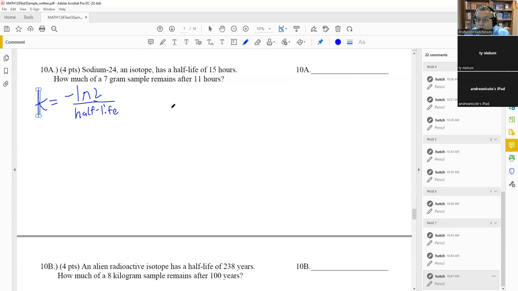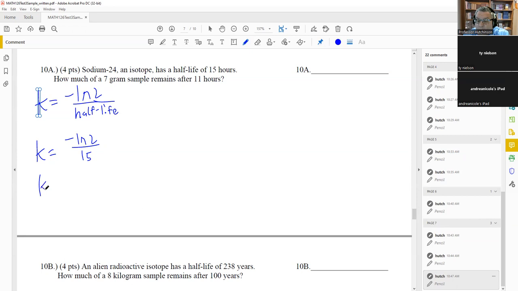We have negative natural log of 2. Half-life is given as 15 right here. So 15 hours. You don't want to use 24, because 24 is the name of the isotope there. So 24 is not used at all in any calculations. We're going to use that negative ln 2 over 15.